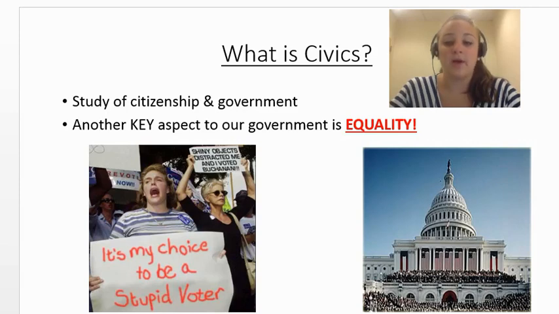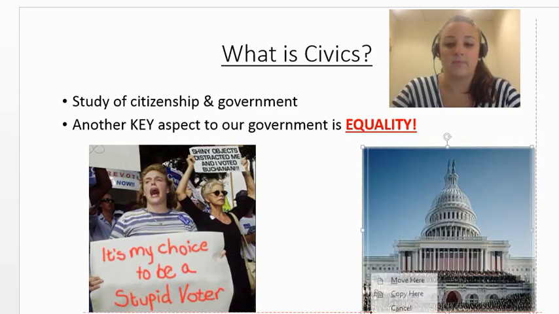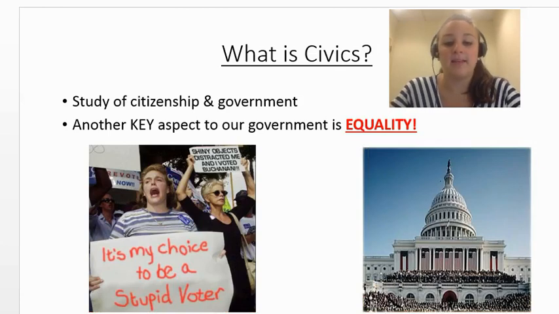So, we've been talking about what is civics. And we said that civics is the study of citizenship and the study of government. Two key aspects to our government that we've already talked about are liberty and justice. And the third key aspect to our government that we will talk about today is equality.